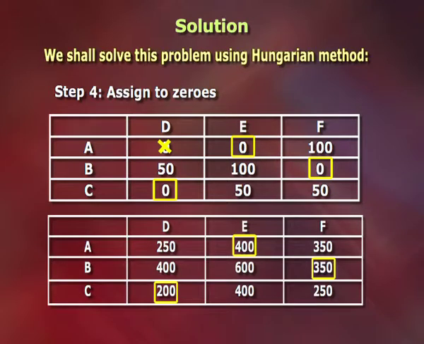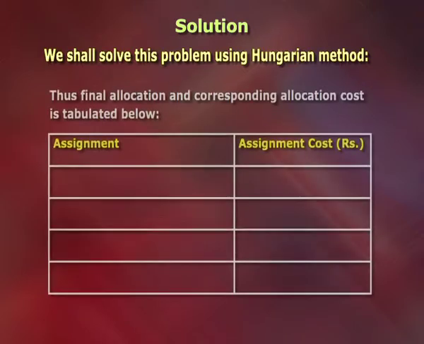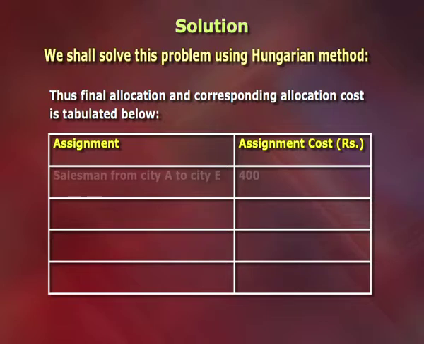Here the same assignment is made to the original cost matrix. That means the position that we have assigned in step 4 is placed into the original table. So A to E 400, B to F 350, and C to D 200. Thus, final allocation and corresponding allocation cost is tabulated below.